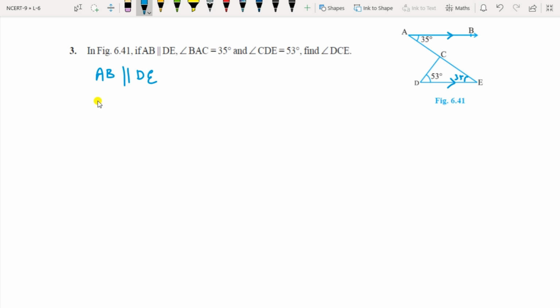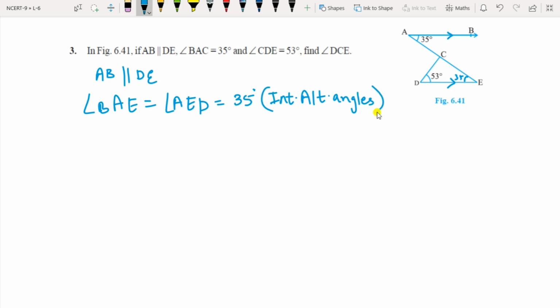Okay, so write that. Therefore, angle BAE will be equal to angle AED equal to 35. The reason is Z means interior alternate angles that you have studied in exercise 6.1. Interior alternate angles. Okay, so if this is interior alternate angle, this is 35, you need to find DEC. Now you know two angles and the third one you have to find, this one. Okay, so you can find it.